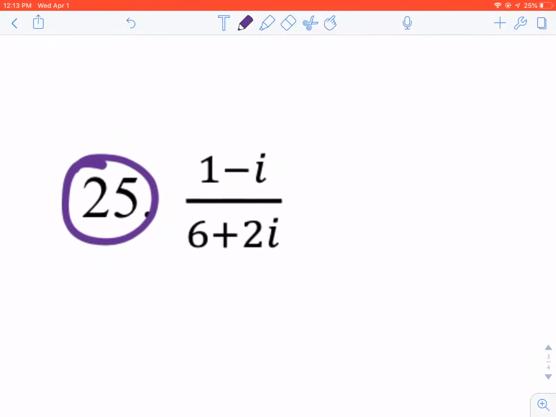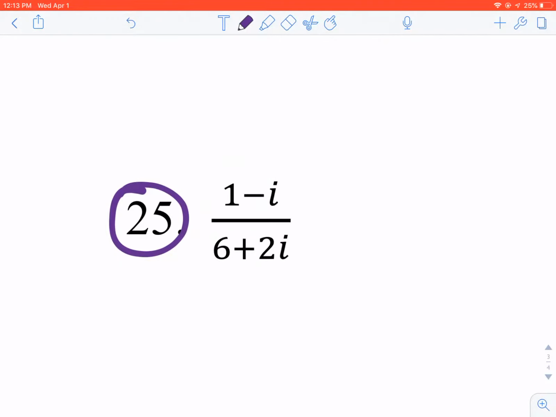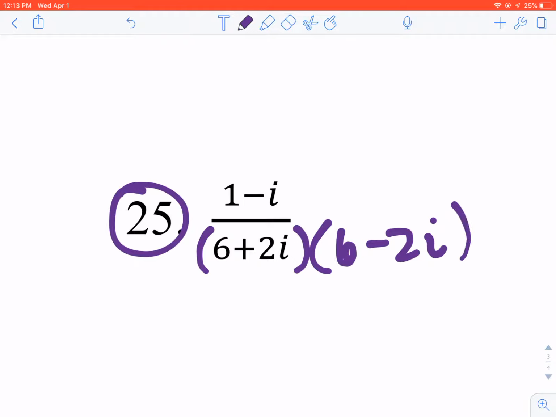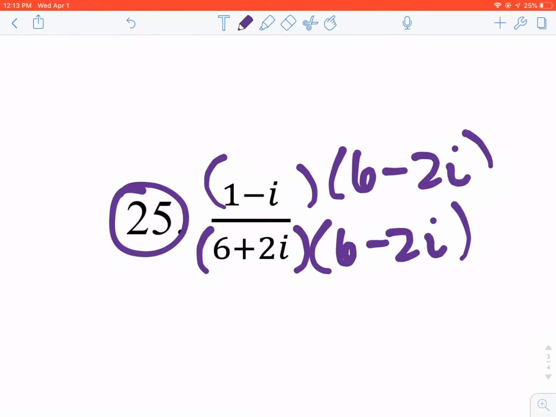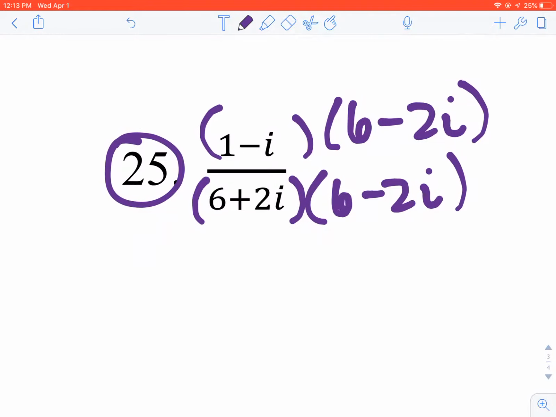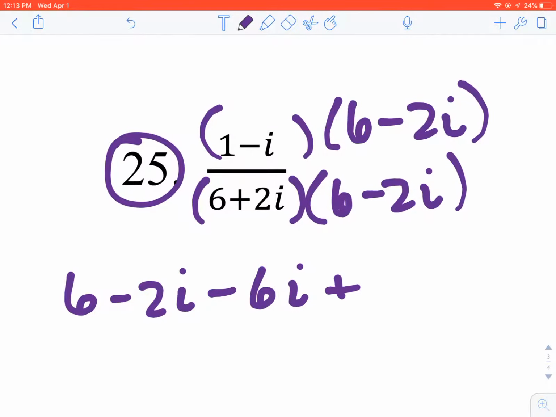This one is the hard one. Remember, you have to multiply top and bottom by the conjugate. So this is 6 minus 2i. And I'll multiply the top by 6 minus 2i. So foiling the top, or multiplying the top, 1 times 6 is 6. 1 times negative 2i is negative 2i. Negative i times 6 is negative 6i. Negative i times negative 2i is plus 2i squared.